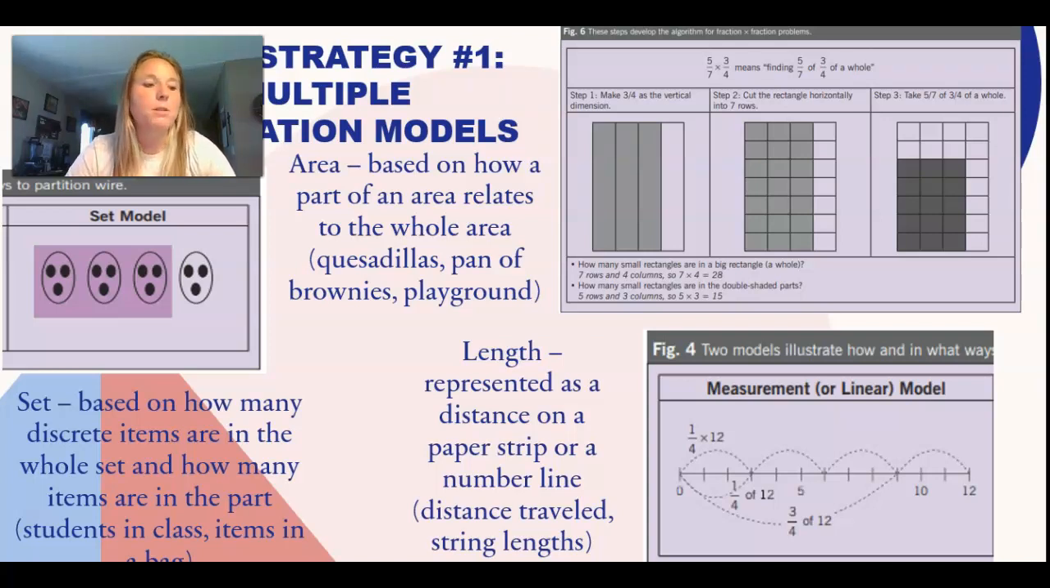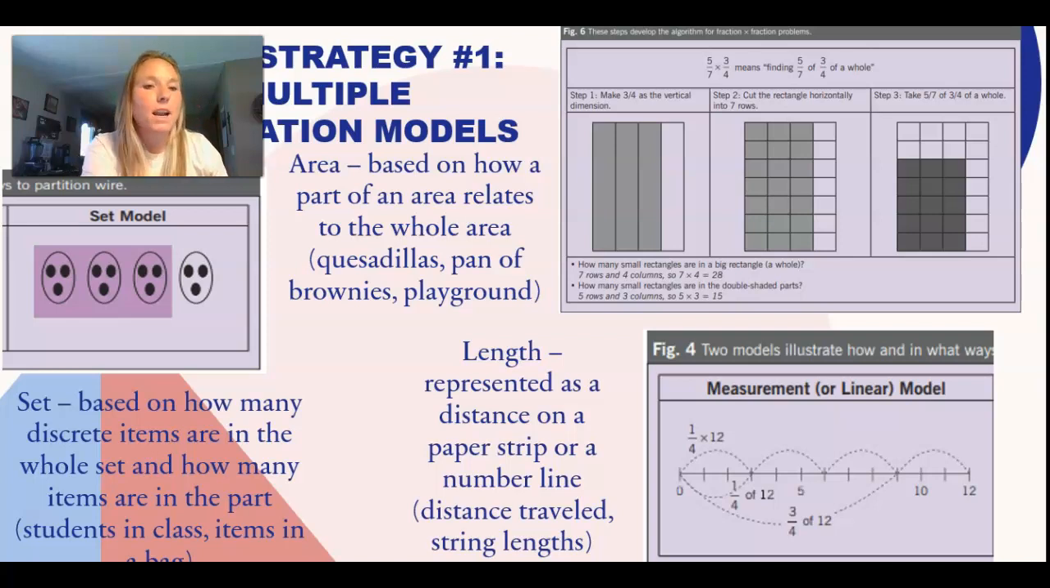I also have found that substantial evidence suggests that the use of visuals in fraction tasks and other math topics helps students understand better. So these are great ways to learn. The first one in the top right hand corner is the area model. It's based on how a part of an area relates to the whole area. You can see some examples there, as well as an example of what it looks like. I really like this example because a lot of the time we see circular models, whereas this one is showing us a rectangular model, and I think that's great because you don't see that as often.